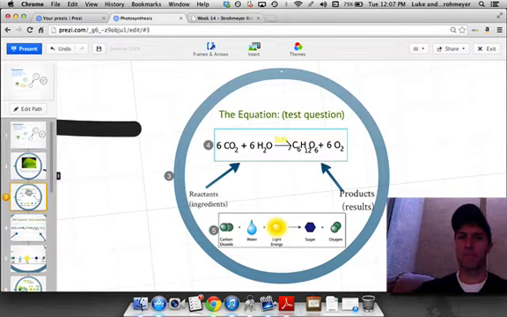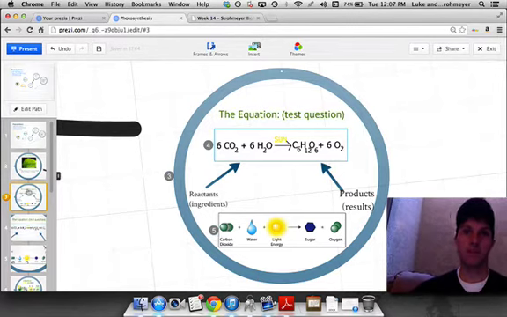Okay, so here it is. It's 6 CO2 plus 6 H2O with sunlight yields C6H12O6 plus 6 O2. Okay, so pause the video here, write that down, and there's no 2 ways about it. You have to memorize that formula.